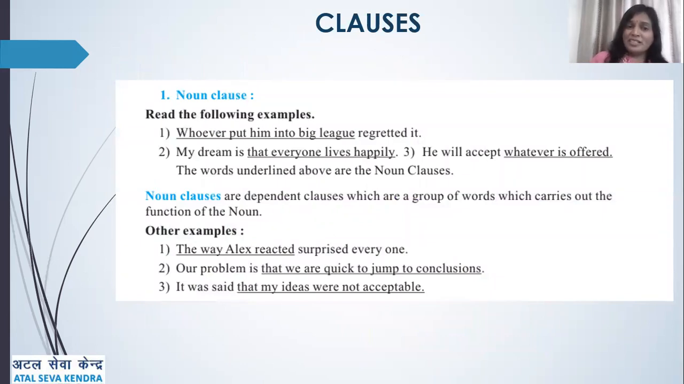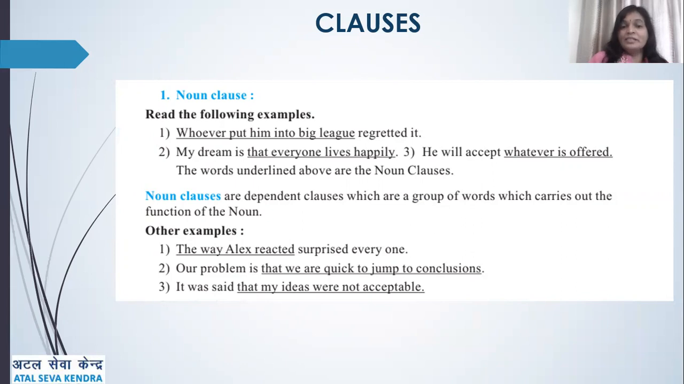Kinds of clauses. First is noun clause. Read the following examples. Whoever put him into the big league regretted it. My dream is that everyone lives happily. He will accept whatever is offered. The words underlined above are noun clauses. They are dependent clauses, which are a group of words which carries out the function of a noun.